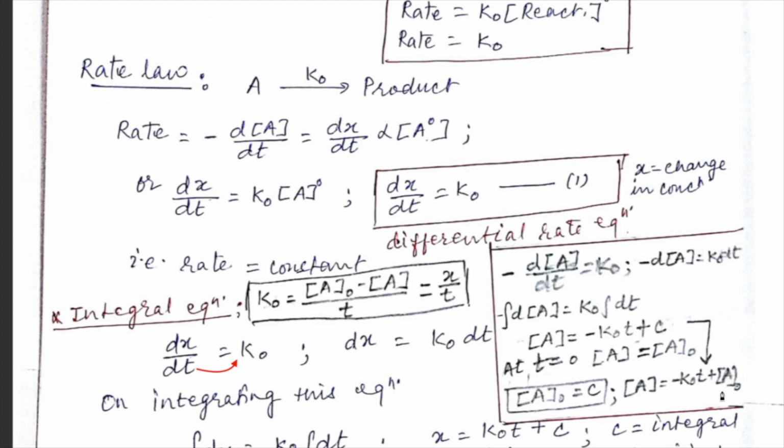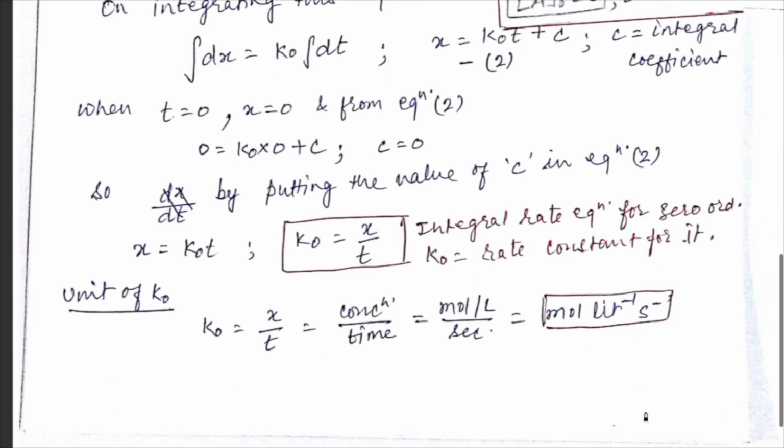Now if we transpose this A naught from here to here, and make the equation for K naught, then finally we come to the equation: A naught minus A upon T. So A naught minus A is what? The change in the concentration of the reactant during time interval T. So it can be written as X over T. So what equation comes out? K naught is equal to X upon T, that we have already derived. So these are the two ways by which the integral rate equation for a zero order reaction can be derived.